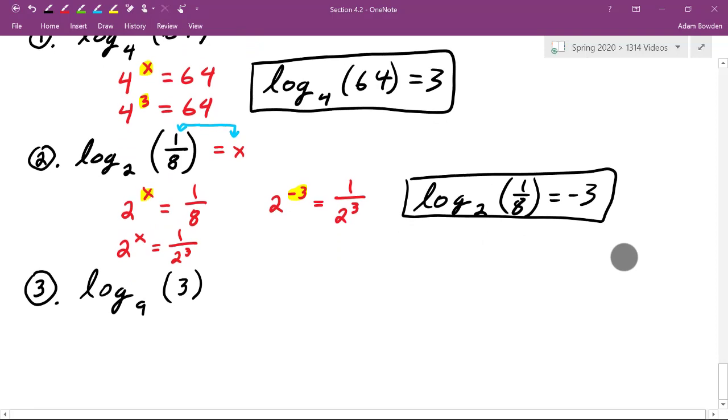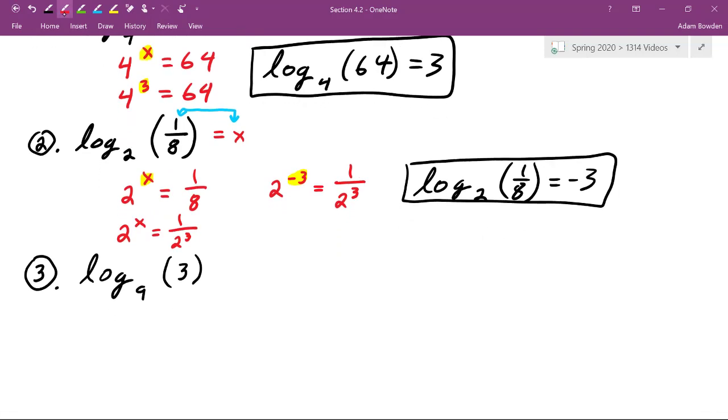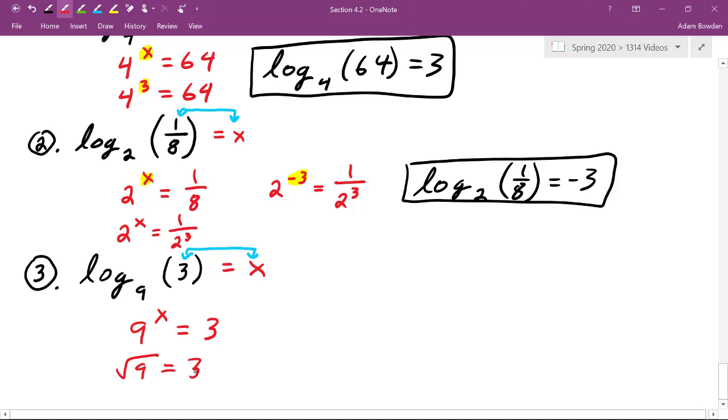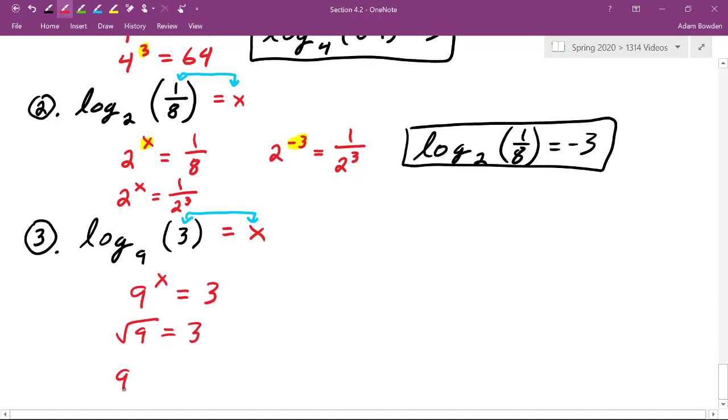Okay, and then this last one down here, log base 9 of 3, if we set that equal to x, and we swap out these two things here, we'd be looking at 9 to the x power is 3. And we know the square root of 9 is equal to 3, and that's the 1/2 power. 9 to the 1/2 is equal to 3. So 1/2 is our exponent, and we say that log base 9 of 3 is equal to 1 over 2.